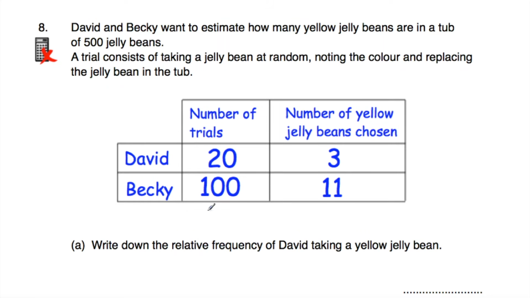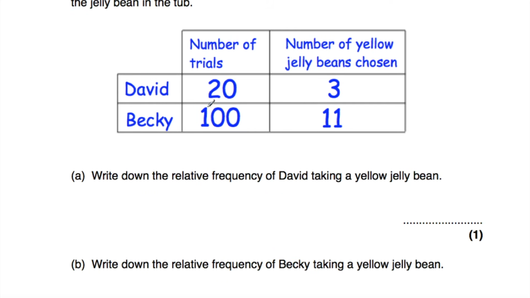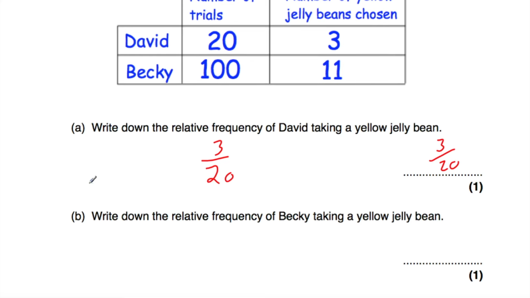And then Becky did it more times. She did 100 times. She did 100 trials. So she took out the jelly bean 100 times and she got a yellow jelly bean on 11 occasions. And part A says, write down the relative frequency of David taking a yellow jelly bean. So he did the experiment 20 times and he got a yellow jelly bean on 3 occasions. So the relative frequency of David choosing a yellow jelly bean would be 3/20. And then part B says write down the relative frequency of Becky taking a yellow jelly bean. So she did the experiment 100 times and she got a yellow jelly bean on 11 occasions. So the relative frequency of Becky picking a yellow jelly bean would be 11/100.